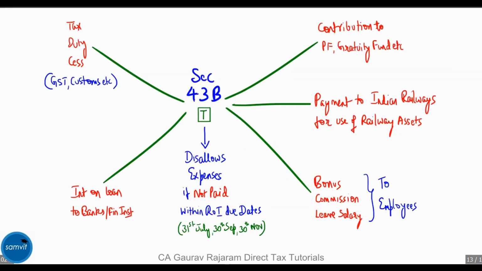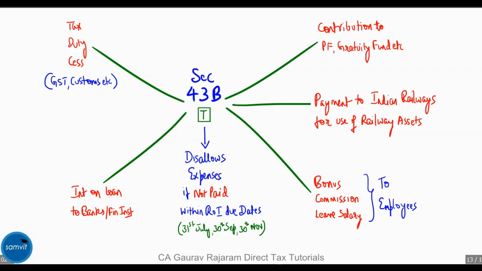The last section we'll be discussing is Section 43B. On the left part of your screen, what is disallowed? Tax, duty, cess. For example, GST or customs which is not paid. The second one is interest on loan to banks and financial institutions. The third one is contribution to provident fund, gratuity fund or other funds for the welfare of employees. The fourth one is payment to Indian Railways for the use of railway assets. The fifth one is bonus, commission or leave salary to employees.